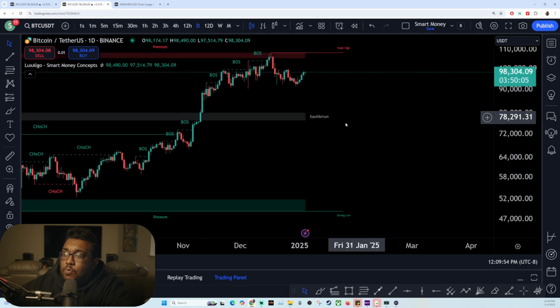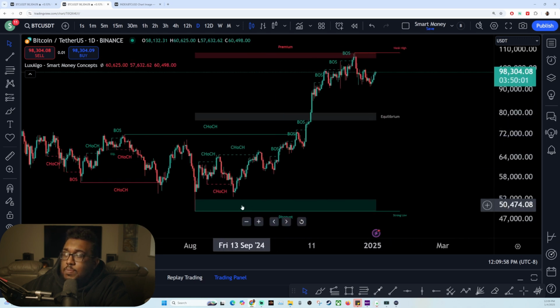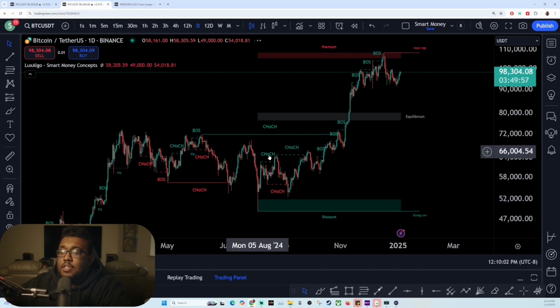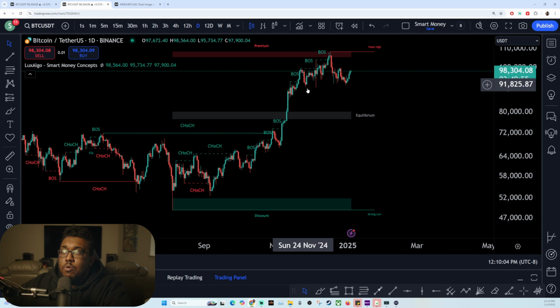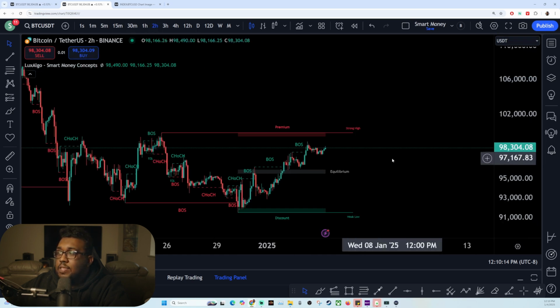If I scroll down even more, equilibrium back over here on 78, 80,000 bucks, and an ultimate level of support back down here on 50,000 bucks. So if you're looking at this in the long term, you might not want to buy Bitcoin at sky high. In fact, you may want to let it pull back here a little bit before making that move. Again, this changes with each time frame. So if I go over here, it's like a 2-hour chart. It's going to be completely different.